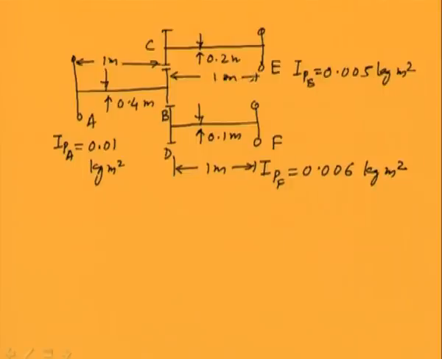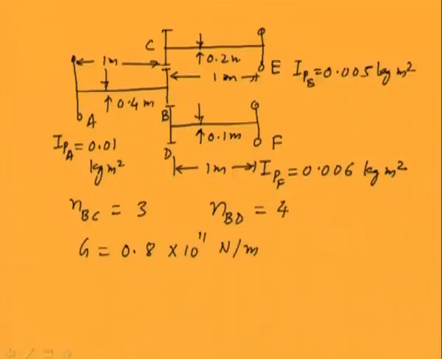So, these are the various dimensions of the various shafts. Gear ratio between B and C is 3, and gear ratio between B and D is 4, and modulus of rigidity again is this much. So, these are the parameters of the branch system. This is a branch system in which power is coming from one shaft and going to two shafts.